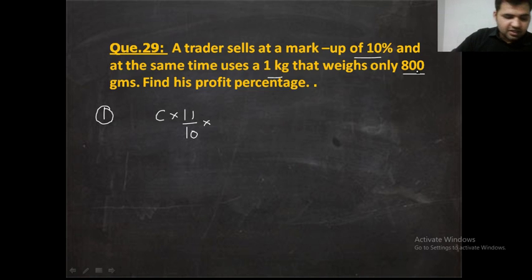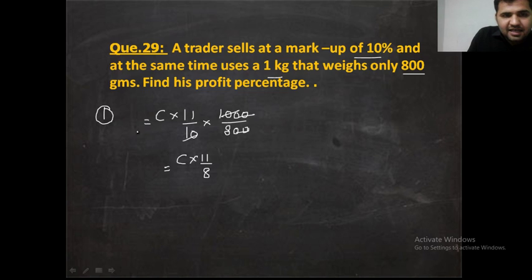If a shopkeeper uses a 1 kg weight that weighs only 800 gram, now tell me, is it profit making or loss making? All other students, what is your answer? So if it is profit making, then the numerator will be what and the denominator would be what? It should be more than one. So therefore, in the numerator, you will put 1000 gram and in the denominator, you will put 800 gram, right? So now this value will get cancelled. So now the cost price is 11, the selling price is 11 by 8 of the cost price.